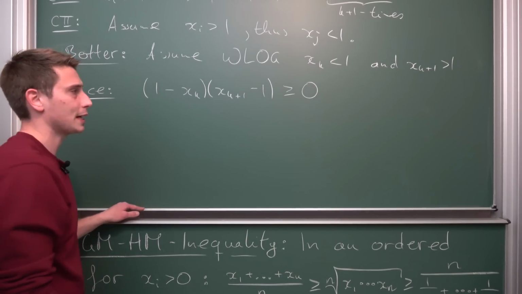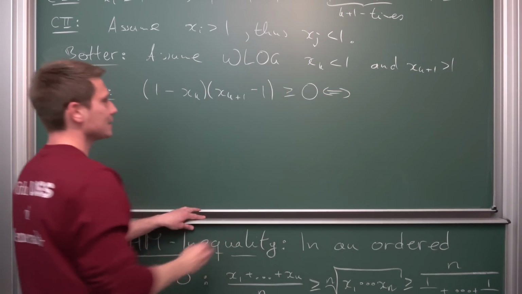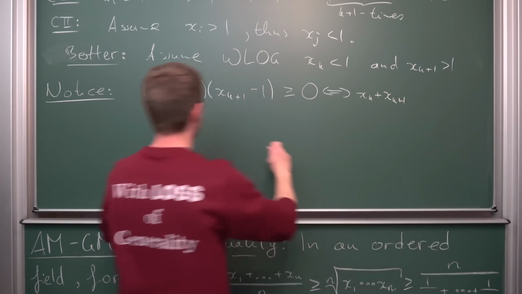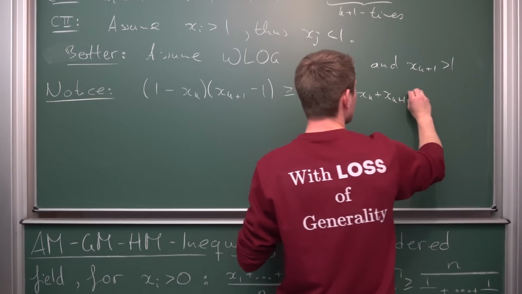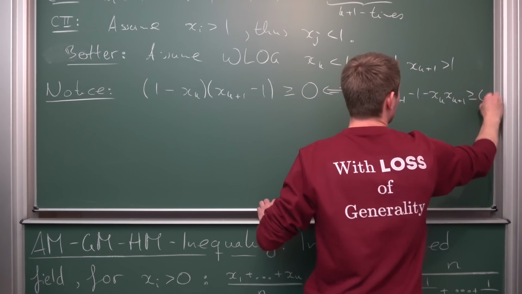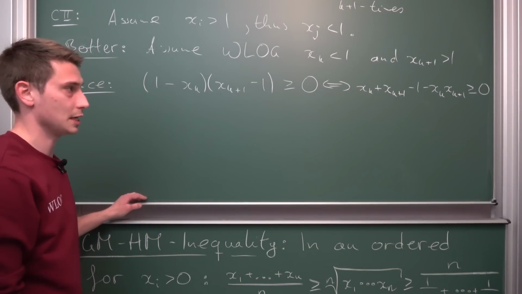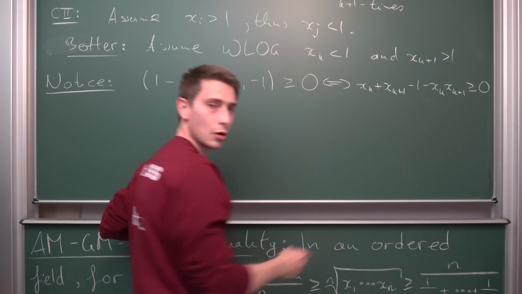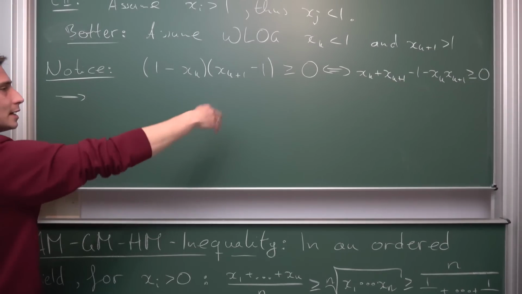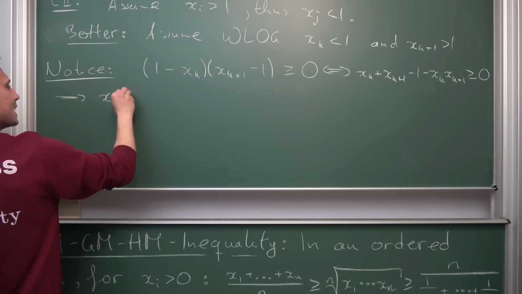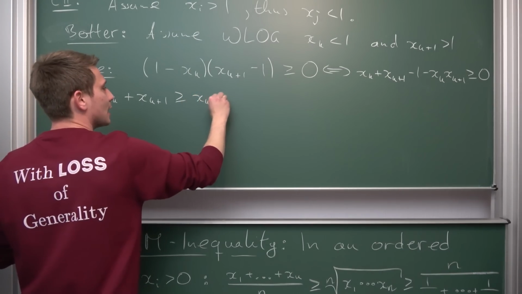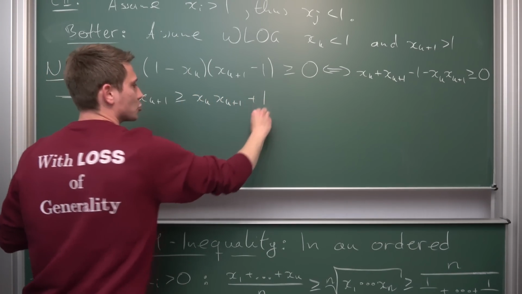And now we can start multiplying everything out. This right here is actually equivalent to saying that we have xk plus xk plus 1, and then we are going to get a negative 1 in the process, and also a negative xk multiplied together with xk plus 1 is greater or equal to 0. And now I'm going to add those two on both sides, leaving us with one of the first inequalities right here in this last part of the proof, namely that xk plus xk plus 1 is greater or equal to xk times xk plus 1 plus 1.